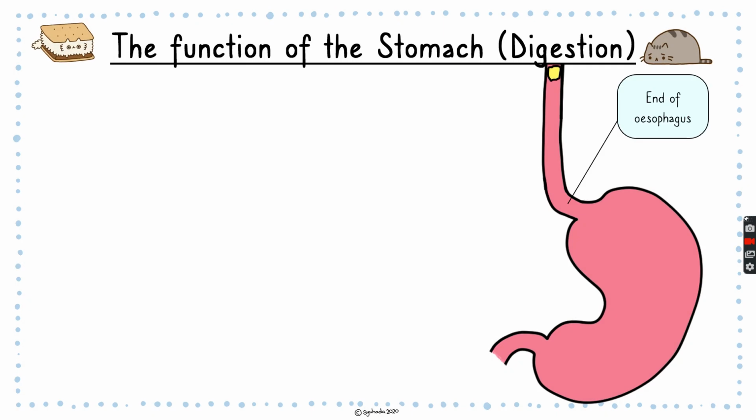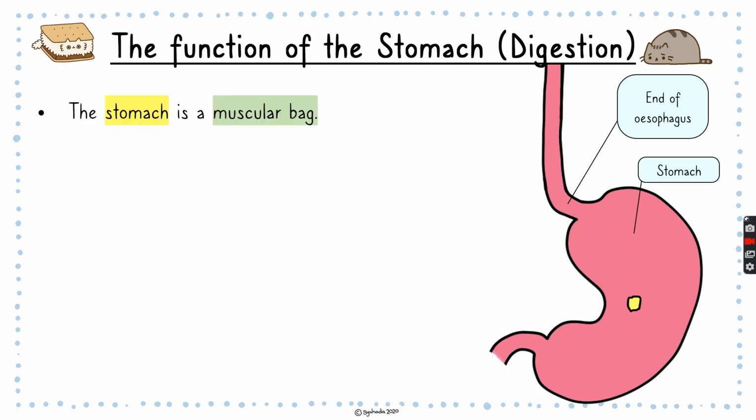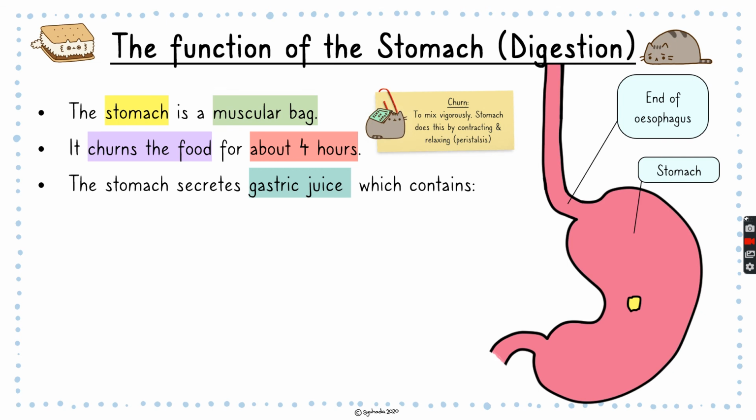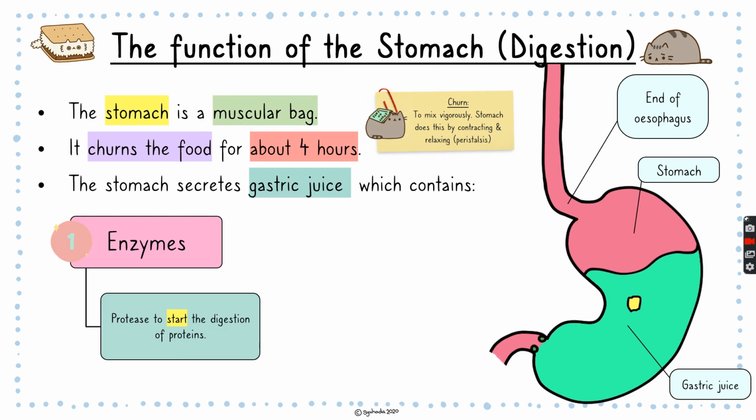And then down the esophagus, at the end of it, is the stomach. The stomach is a muscular bag, and it churns the food for about 4 hours. So remember, churning means to mix vigorously. The stomach also secretes, when there's food, this gastric juice. And gastric juice contains quite a lot of stuff in there. So you have enzymes, you have protease. Only protease is found in the stomach. So only protein digestion occurs in the stomach.